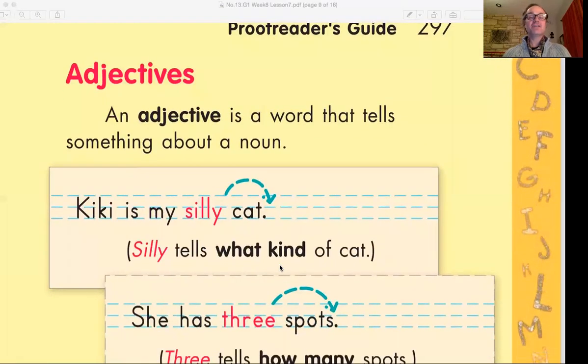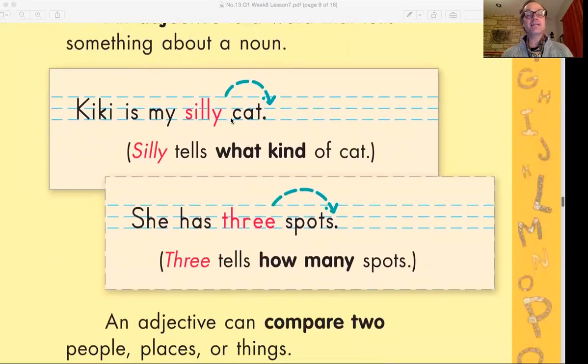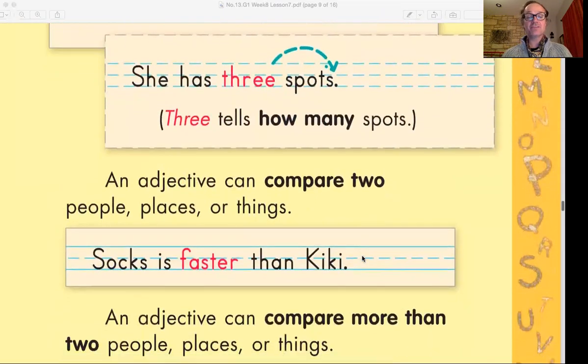Adjectives. An adjective is a word that tells something about a noun. We know that. So let's look at this. Kiki is my silly cat. So the cat is the noun, and silly tells us something about that cat, a silly cat. Silly tells what kind of cat. She has 3 spots. 3 tells how many spots. Remember, it answers how many.